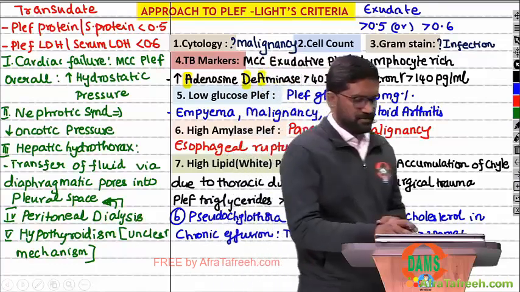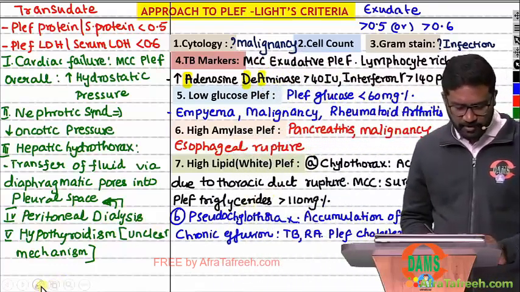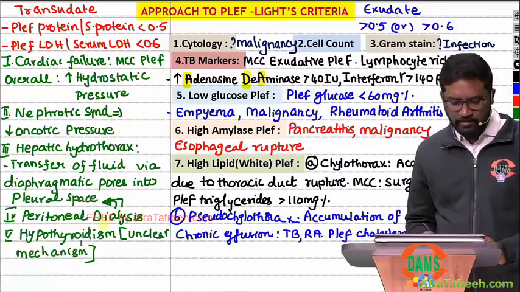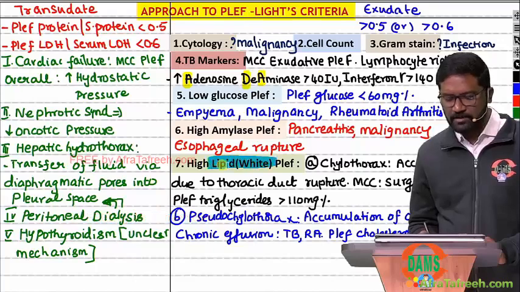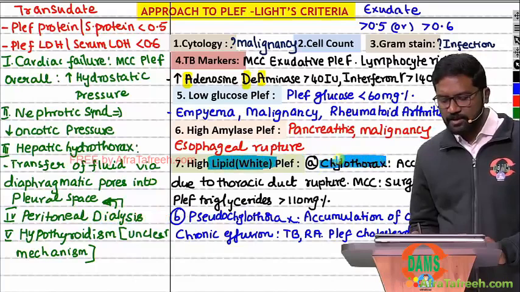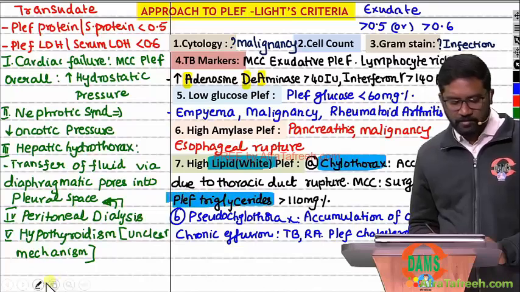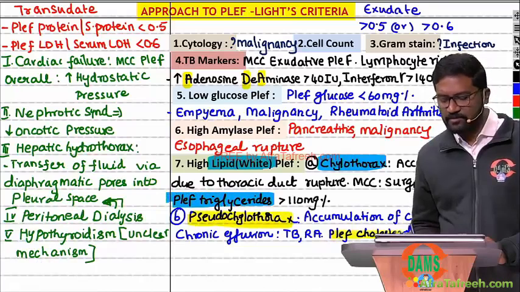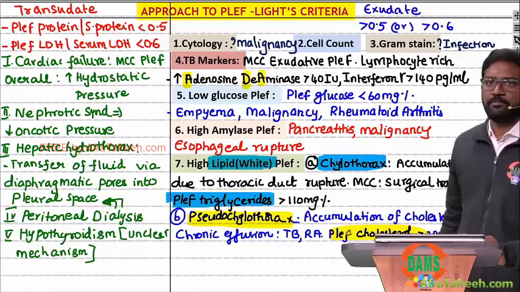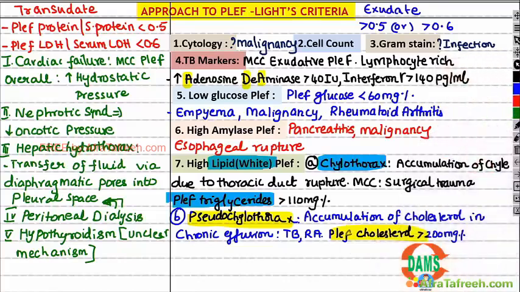Now if you observe here, students, these both are high lipid pleural effusions. Because of the lipid content, they will be white. So what is the lipid elevated in chylothorax? It is triglycerides. What is the lipid elevated in pseudochylothorax? It is cholesterol. So very important. Both these are lipid pleural effusions. What is the lipid elevated in chylothorax? Triglycerides. Lipid elevated in pseudochylothorax? Cholesterol. Because of lipid content, they appear white.